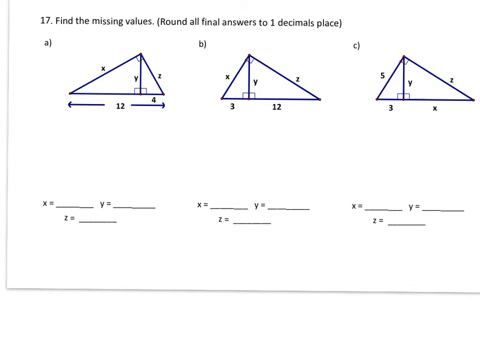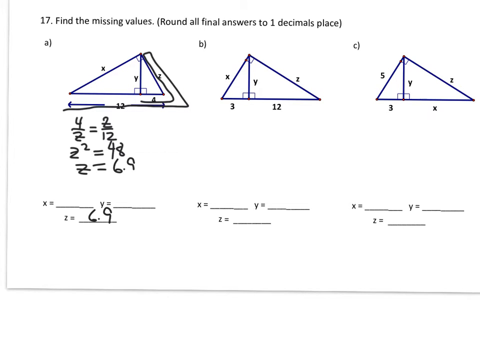With these similar right triangles, there's multiple ways to set up these problems. But one way would be to say that 4 is to z as z is to the whole 12. So we can set up 4 is to z as z is to 12. If we solve that, we'll get z squared equals 4 times 12, which is 48. So when we square root both sides, we'll get z equals 6.9. Okay, so we get what z equals.